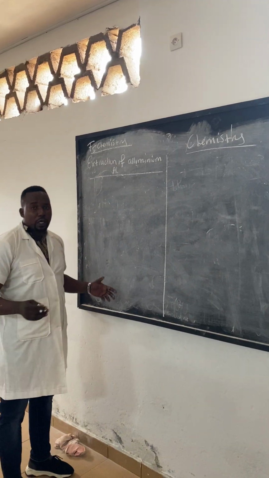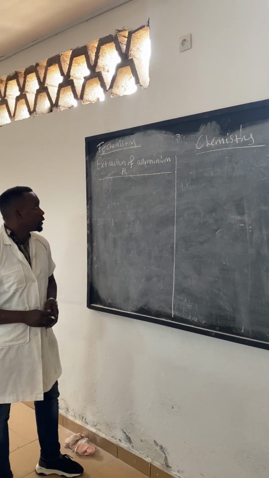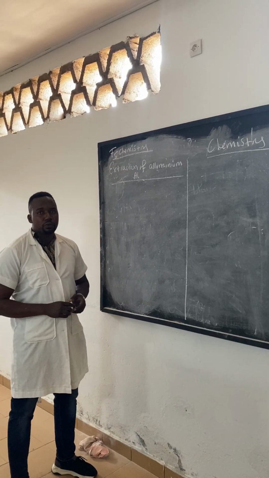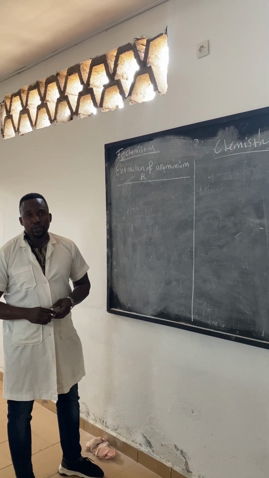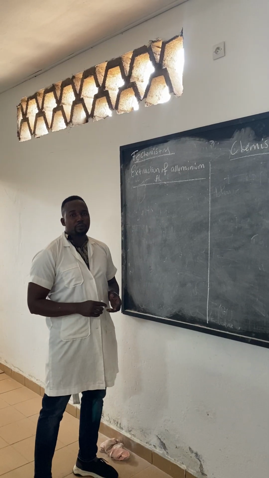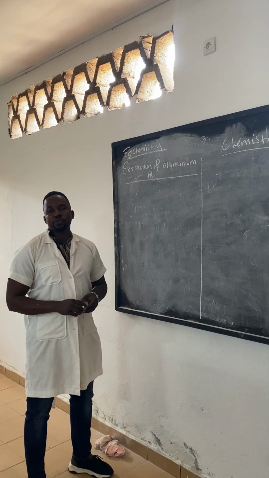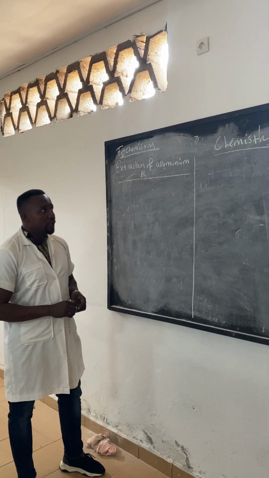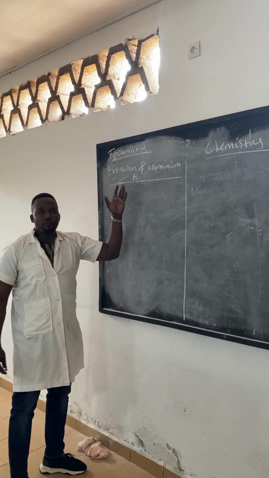Today, we are going to elaborate on a Form 5 chemistry topic frequent in the O-level GCE in Cameroon as an essay question always coming for 20 marks, in which the extraction process is 17 marks and the uses 3 marks. That sums up to 20 marks. Here we go. Extraction of aluminium.